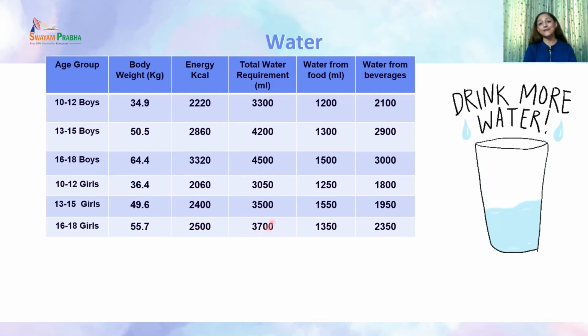And along with that, there are recommendations that water coming from the food is also included in that. So water in the food is hidden water. When we are cooking any vegetable, when we are eating any fruit, there is water coming along with that. So these are the recommendations for the water coming from the food, and the rest of the requirement can be met by taking water from beverages. Now it can be hot or cold beverages in the form of soup, in the form of shake, or any kind of hot or cold beverages.